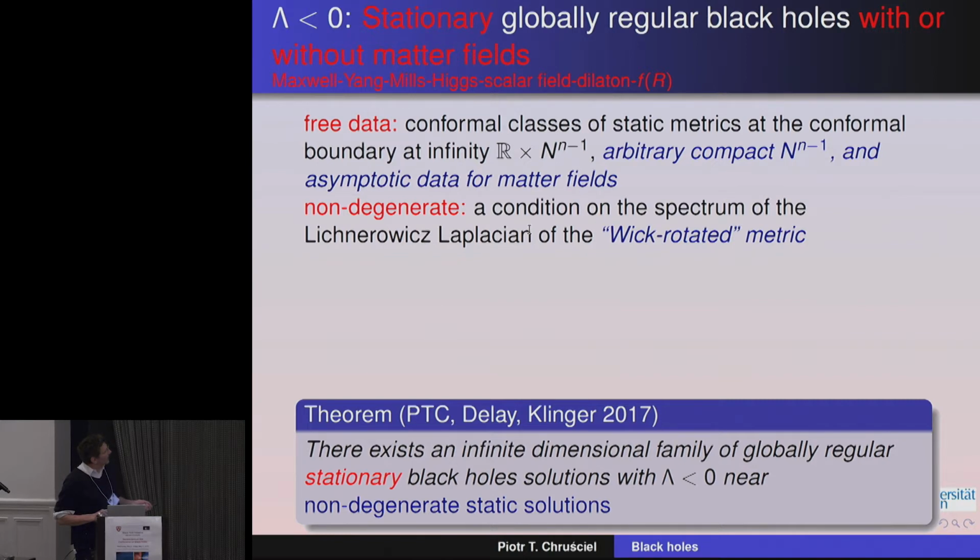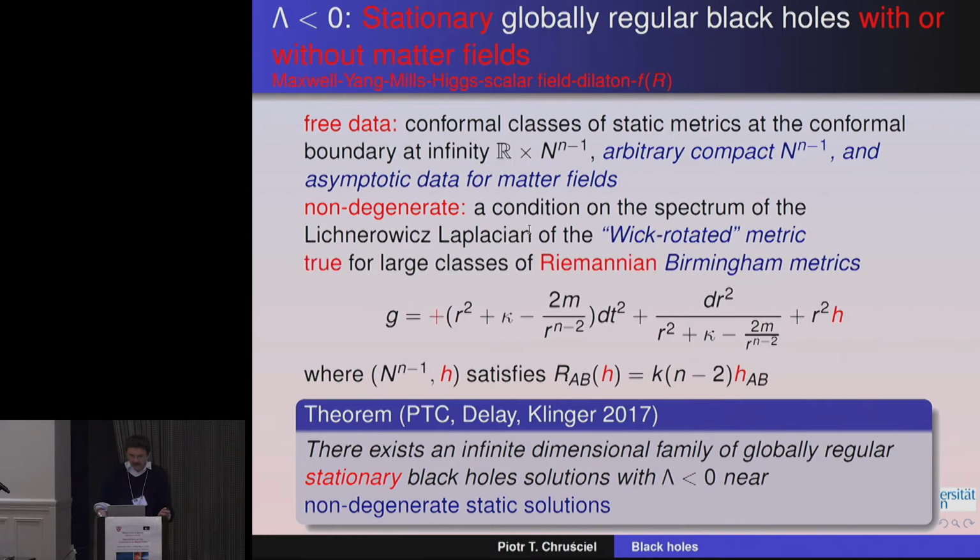It means that there is a specific operator which has no kernel. This specific operator is called the Lichnerowicz Laplacian, and it's not the Lichnerowicz Laplacian of your metric, but the Lichnerowicz Laplacian of an auxiliary Riemannian metric you're going to build for your problem by something called Wick rotation. Now, this non-degeneracy property is actually non-trivial to establish, but we proved it for large classes of metrics which take the familiar form.